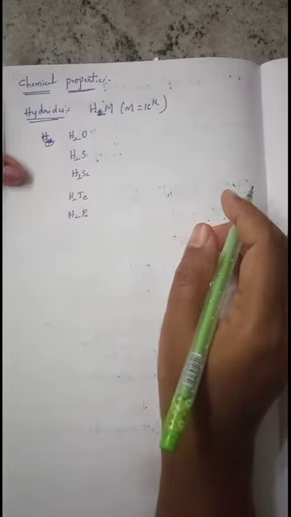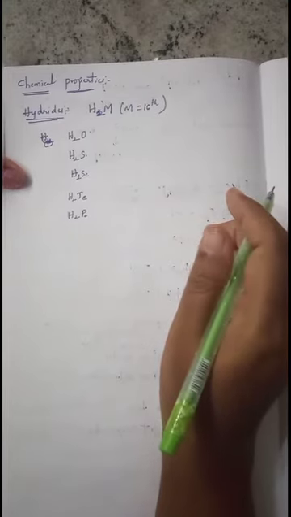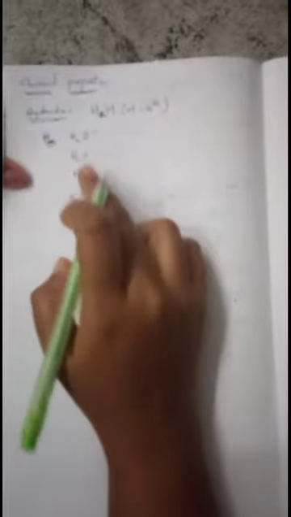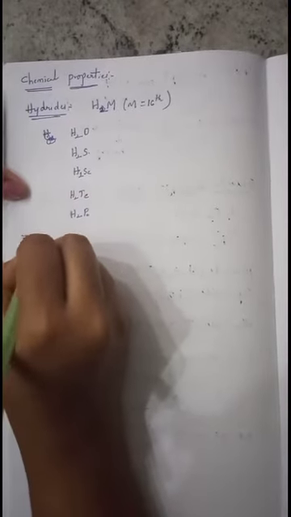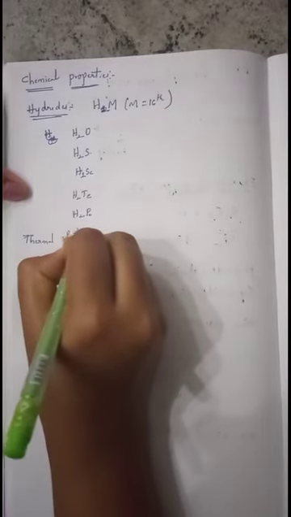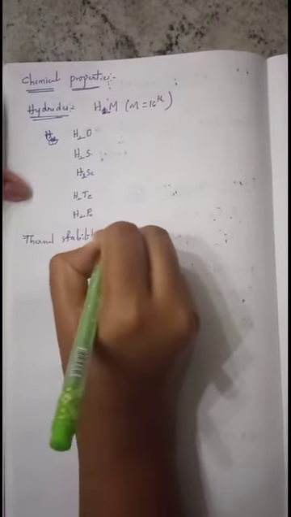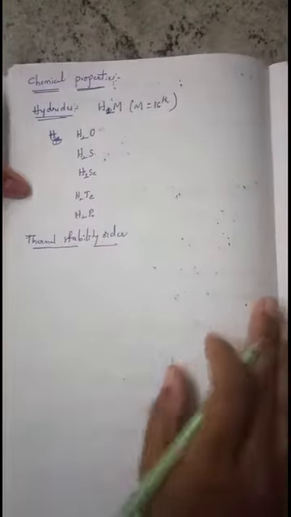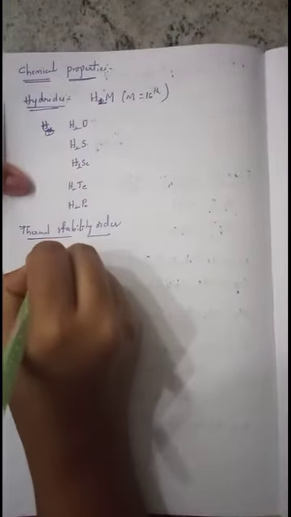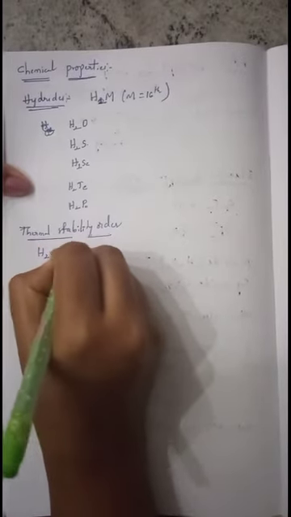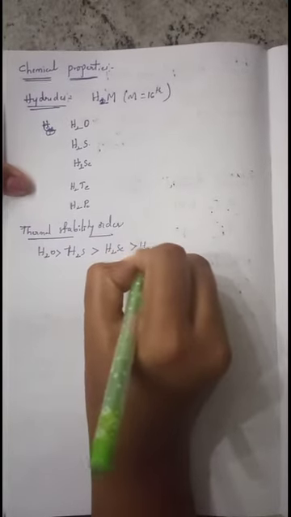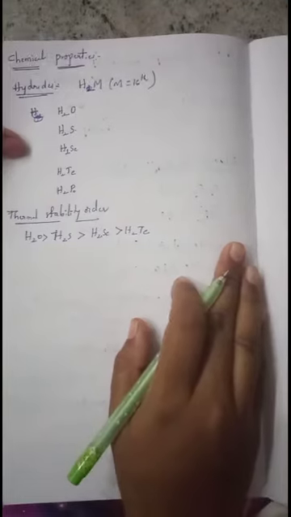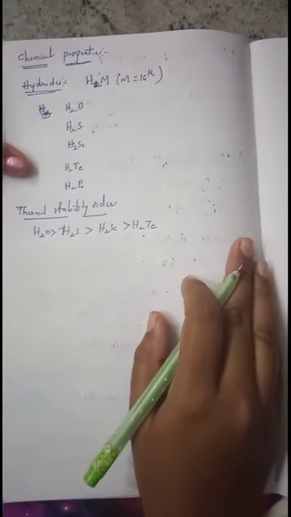Now the stability order decreases from H2O to H2Po. So if you observe thermal stability order, down the group it decreases. That means H2O is more stable than H2S, which is more stable than H2Se, and it is more stable than H2Te. That means top to bottom the thermal stability always decreases.